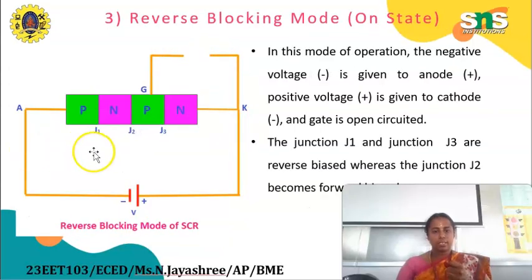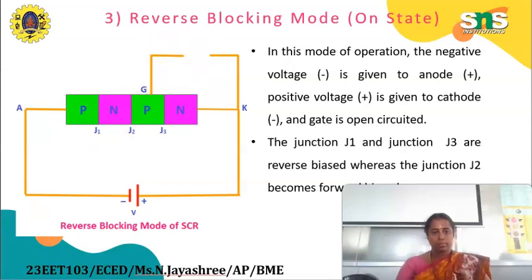Next is the reverse blocking state. Here the voltage is given as negative. Previously we gave the positive voltage to P, whereas here the P type is connected to the negative supply and the N type is connected to the positive supply, which is the reverse blocking state. Here the gate is always open, which is indicated by G.